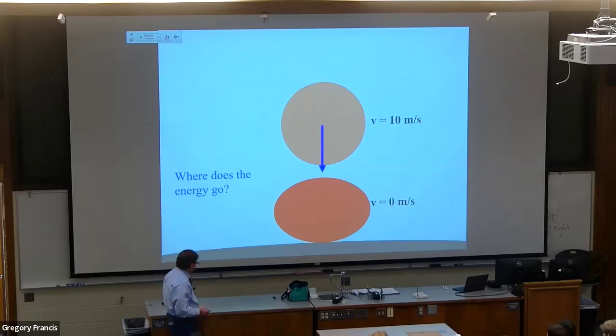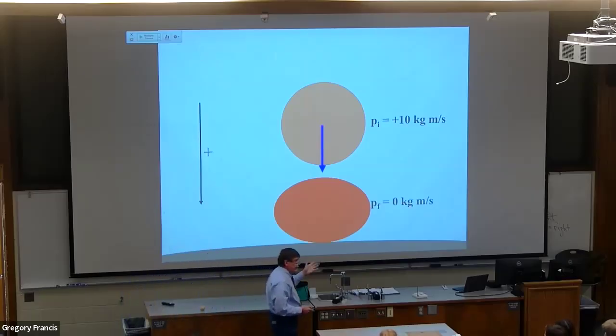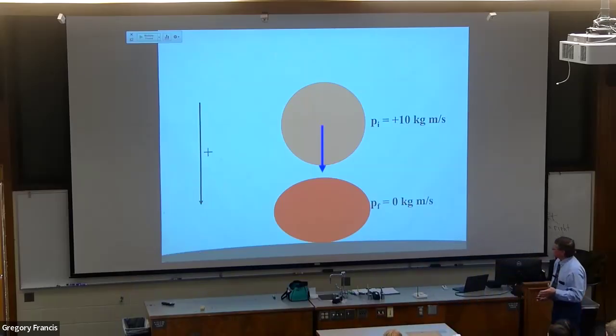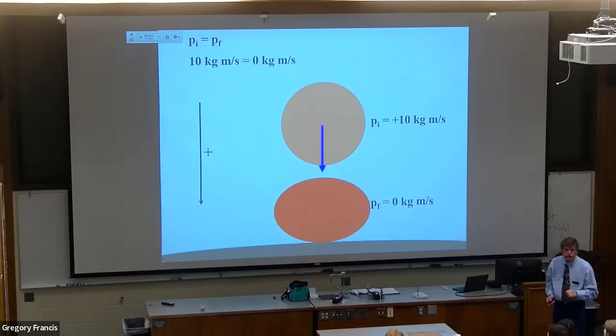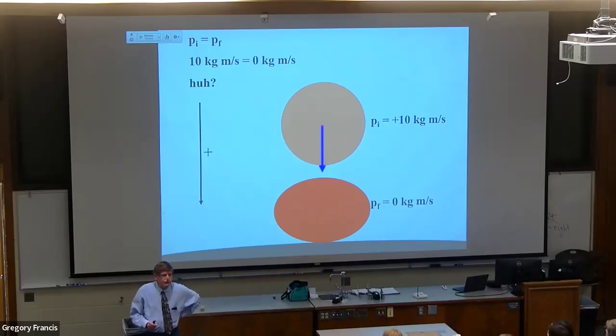But if I look at the momentum, again, because that's a vector, I need a coordinate system. It had positive 10 meters per second, and then it had 0. If we believe that momentum is conserved in every collision, then we have to believe that 10 is equal to 0. Okay? Now, I hope that you cannot make that leap. That's just not true. That's just not true.